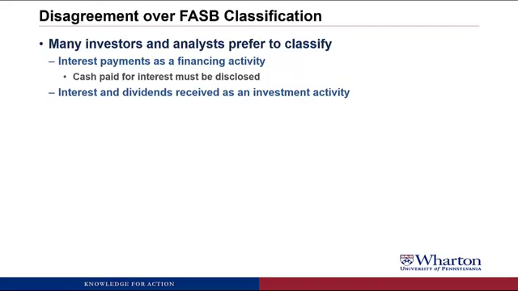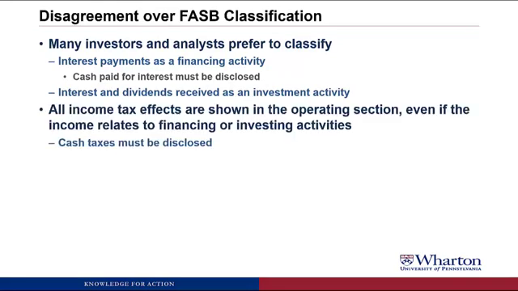Under IFRS, a company could put those activities in the different buckets, but remember under US GAAP, you're required to call those operating. So one thing the FASB did is they required a disclosure of cash paid for interest. So if investors or analysts want to take it out of operating, they can easily subtract it because that disclosure is provided. Another disagreement is that all income tax effects are shown in the operating section, even if the income relates to financing or investing activities.